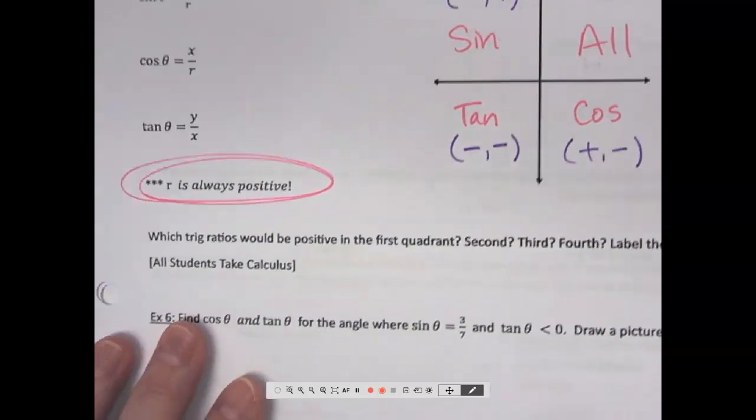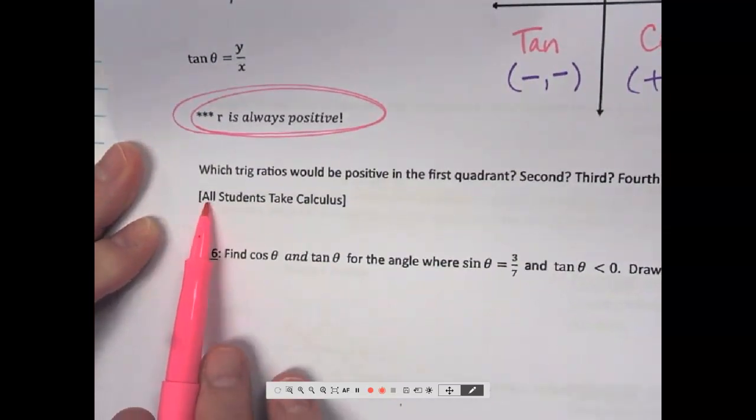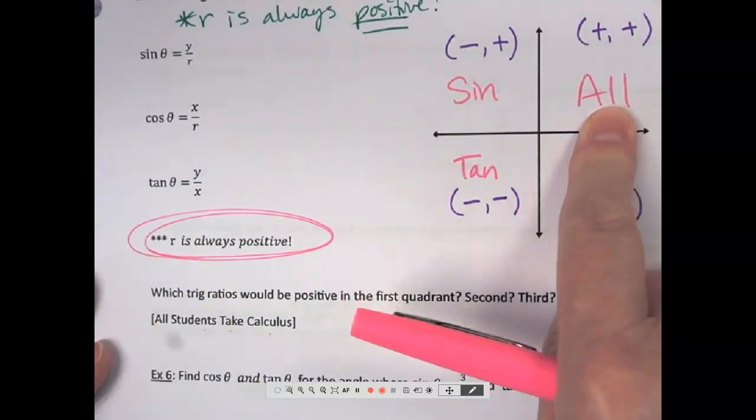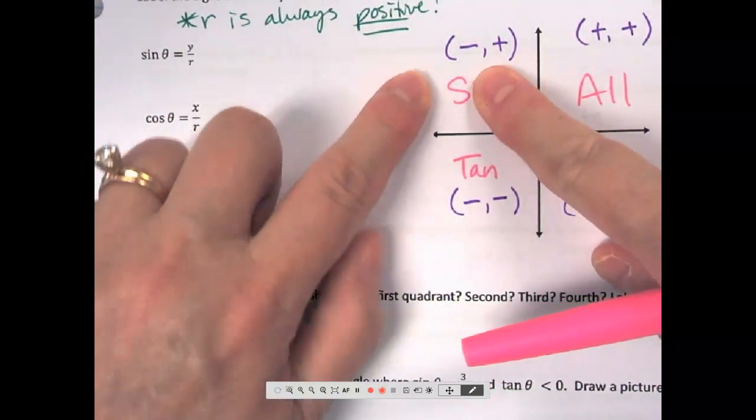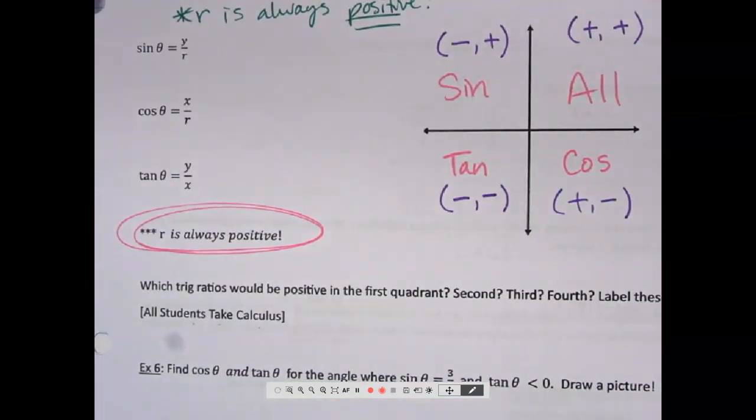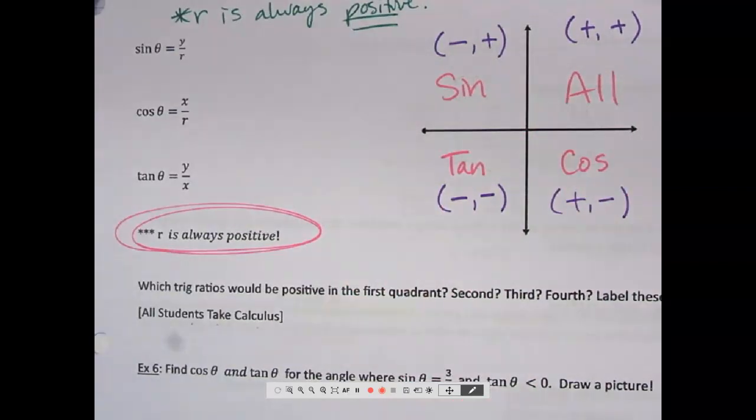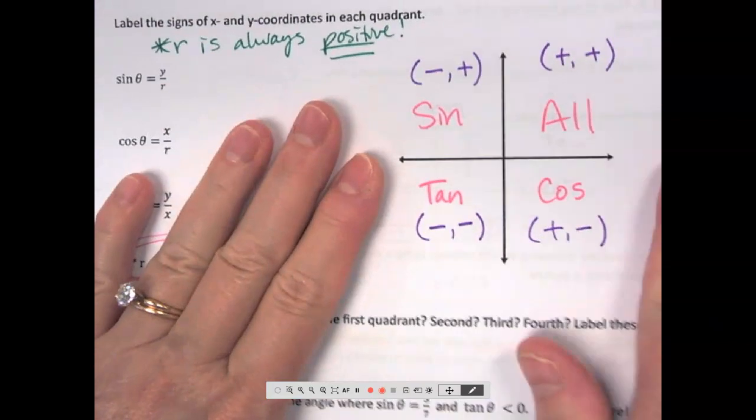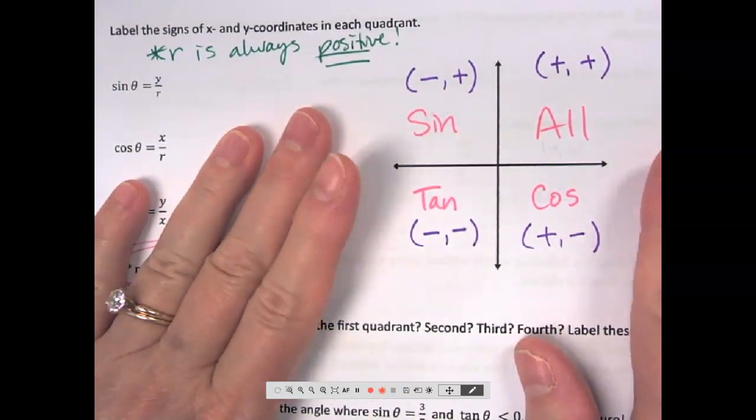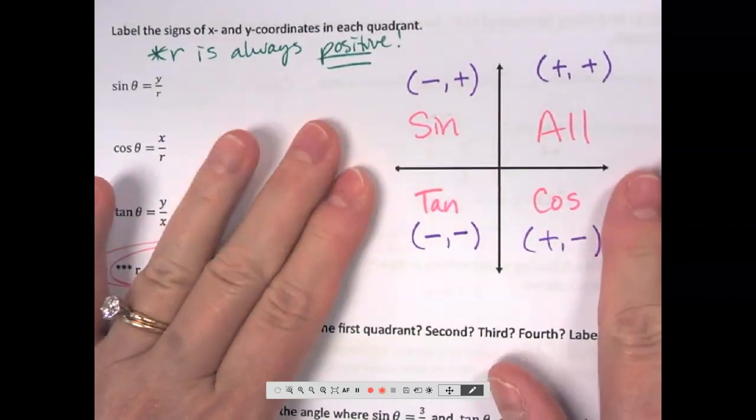Okay, oh, and I forgot that I already put that down there too, so that's worth mentioning again. Okay, so there's this little thing that we say sometimes, all students take calculus, as a little reminder of what's positive in each quadrant. Does that make sense? Okay, so ASTC, all students take calculus. We're going to use this, and I'll stop in a second and let you put it on your formula sheet, because this is important.